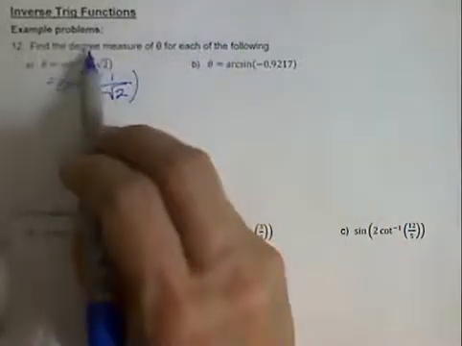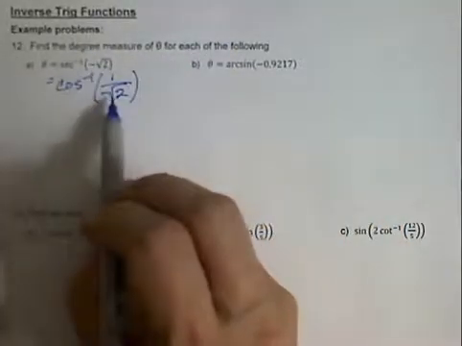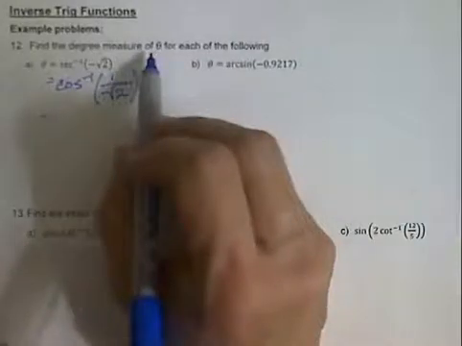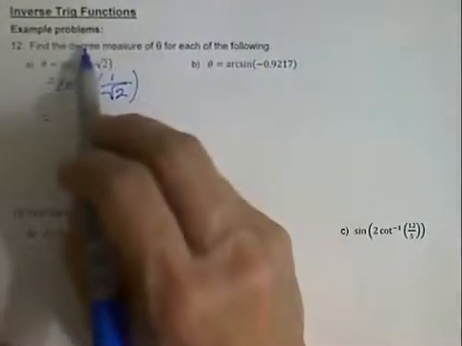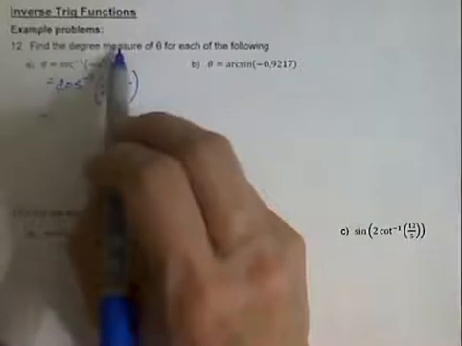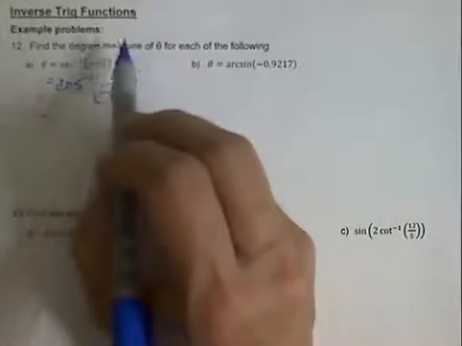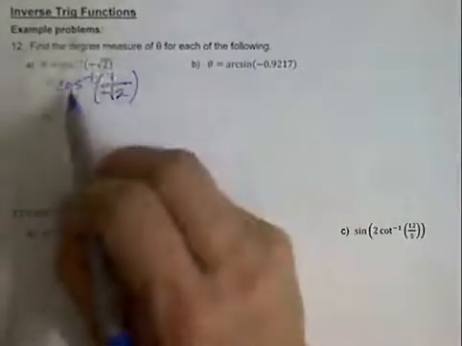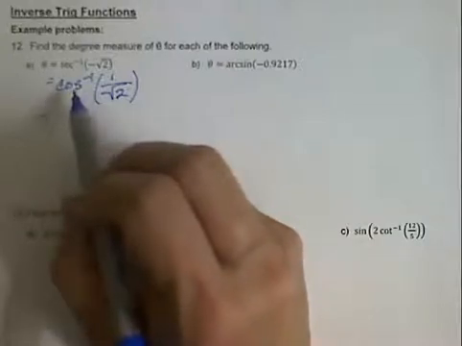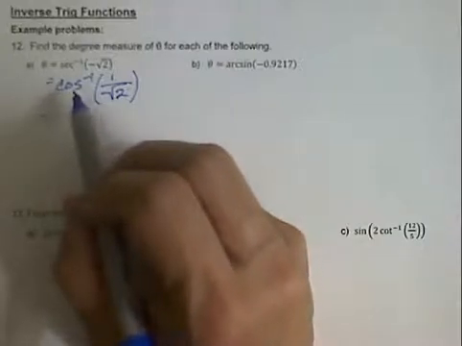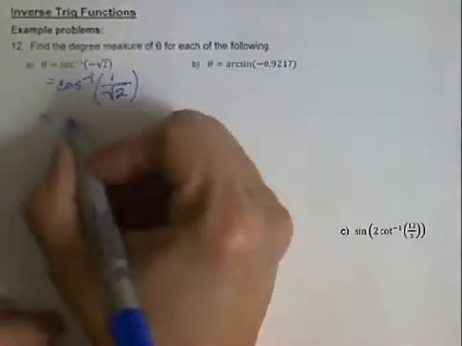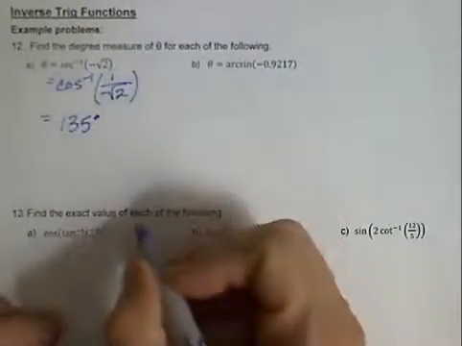Since we're looking for a degree measure, we could do this on the calculator. Be very careful that you know what mode your calculator is in. If we're trying to find the degree measure, we want to make sure our calculator is in degree mode. Then we would just do inverse cosine of negative 1 over the square root of 2. That's going to give us 135 degrees.